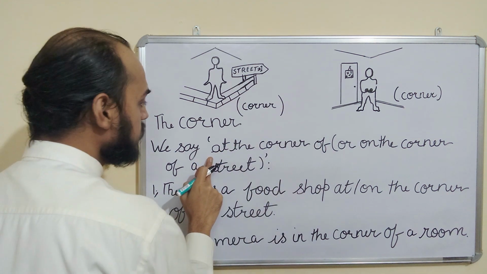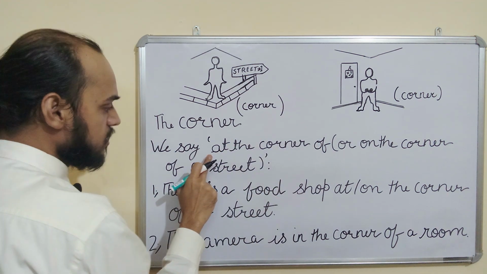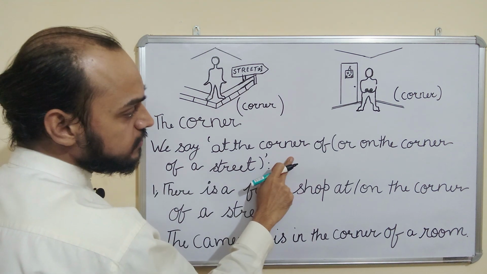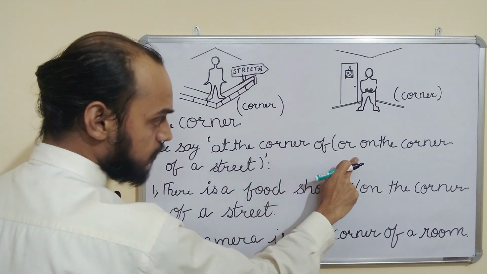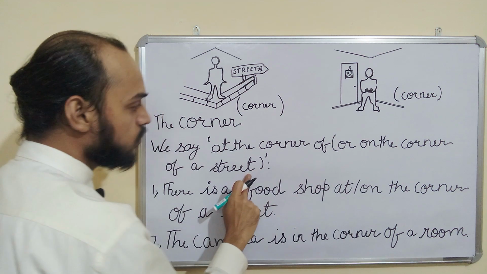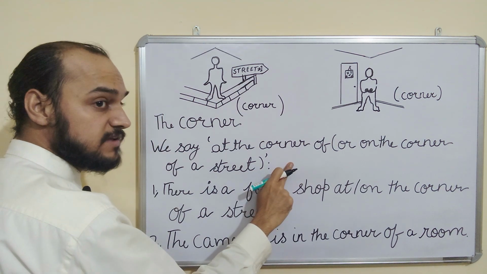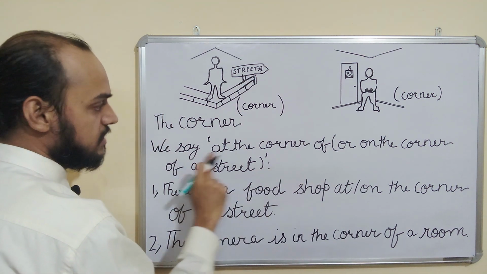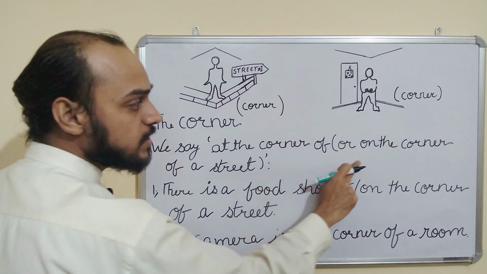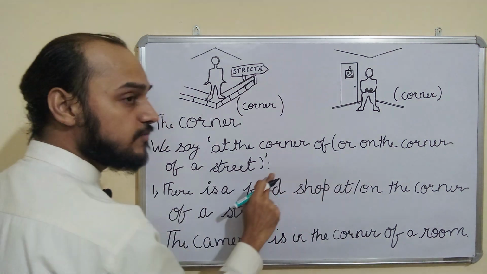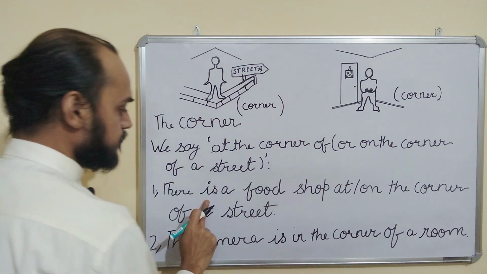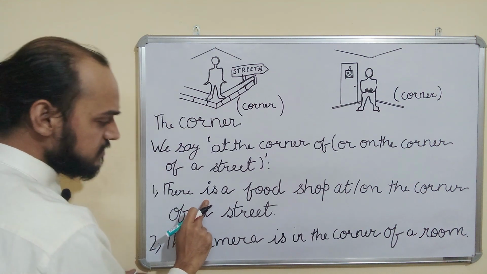Now I'm going to read some more examples for you. We say at the corner of or on the corner of a street. Keep these things in mind. We say at the corner of or on the corner of a street. Now we would like to read examples.